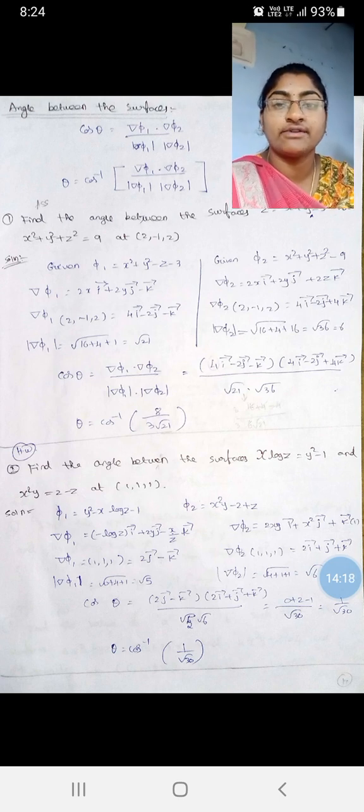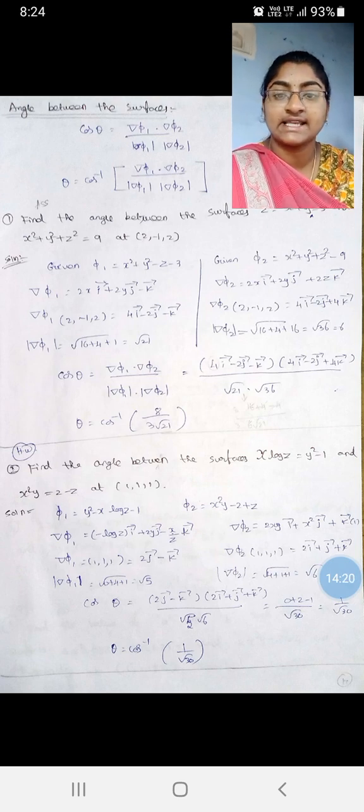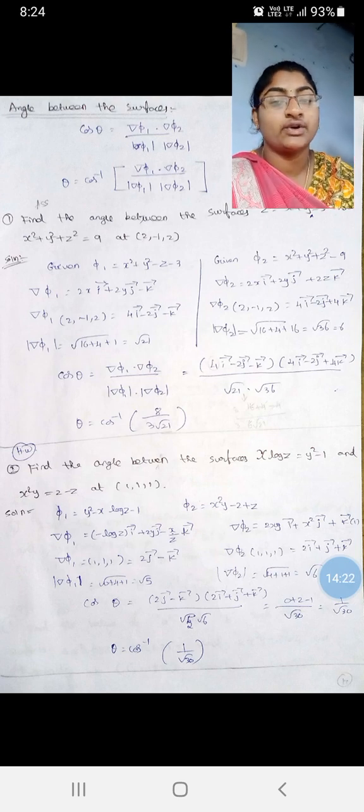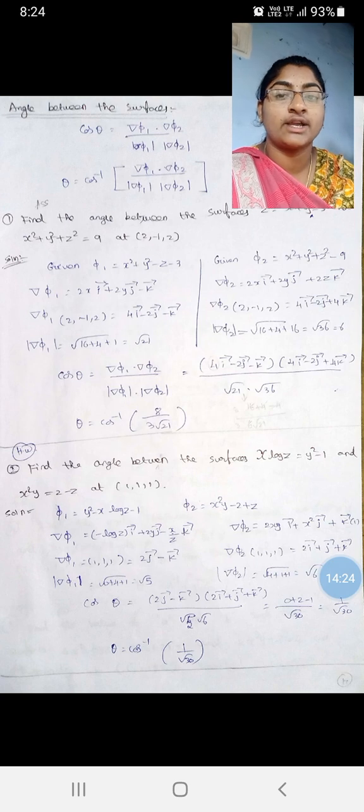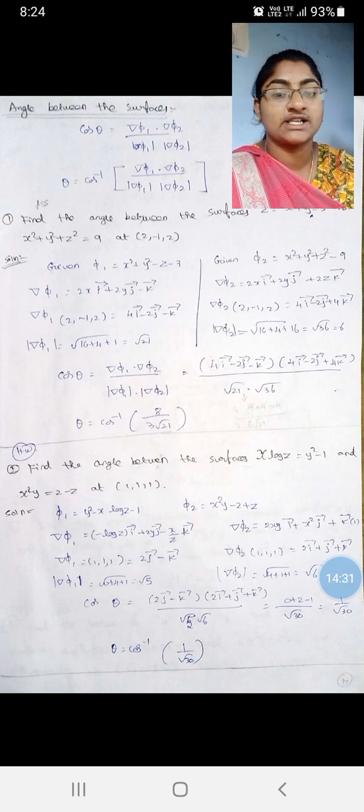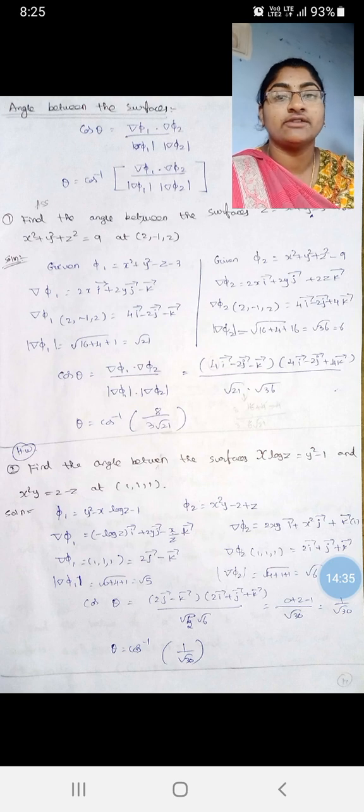We get 4i vector minus 2j vector minus k vector. For that we have to take the modulus. Del pi 1 is equal to square root of 4 square is 16, minus 2 square is plus 4, minus 1 square is plus 1. So add all the things, we get root 21. Thus, we find the value for del pi 1 and also modulus del pi 1.